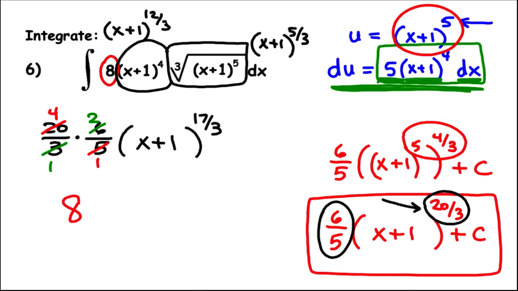And if you multiply those two together, you do get x plus 1 to the 17/3 with an 8 in front. So yeah, believe it or not, our crazy answer is absolutely correct. And you educated guess and check people, I don't know how you did. Did you get 6/5 quantity x plus 1 to the 20/3 power plus c? Once in a while, you get somebody who could pull that off.